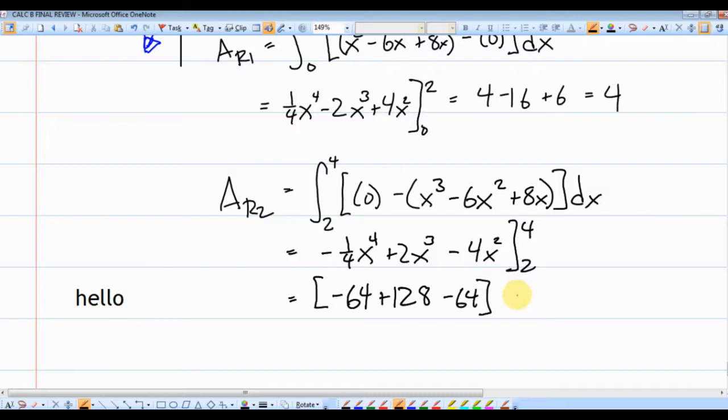Minus, wait, minus what? Minus negative, so just plug in 2. 2 times 2 is 4, 4 times 4 is 16, 16 divided by 4 is negative 4. 2 times 2 is 4, times 2 is 8, times 2 again is 16. Minus 16. Oh, it's 4, right? Yeah. 4 plus 4 is 8.